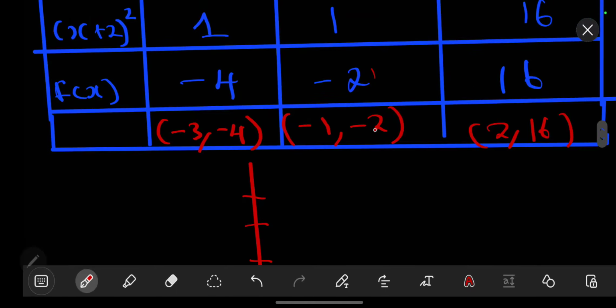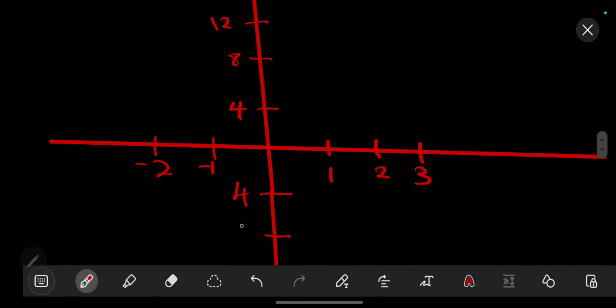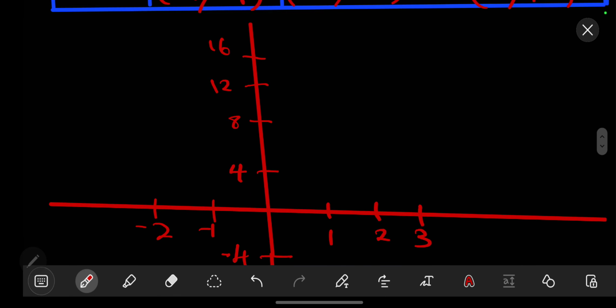So if we have -4, -2, and a 16, the most favorable scale is for us to use 4s. So 4, 8, 12, and 16, like that. Then down here we are going to use a -4, -8 there. So now when we do this, let's now graph.